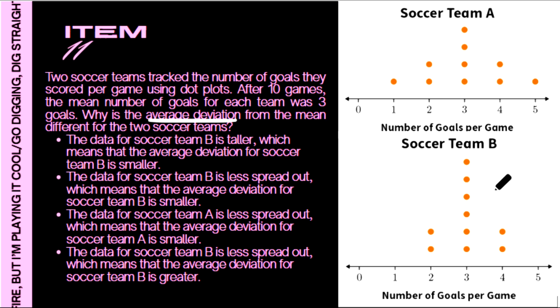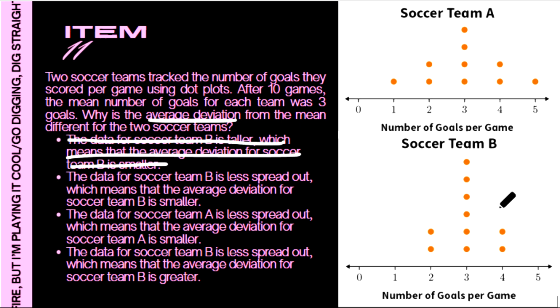The data for soccer team B is taller. That is true, which means that the average deviation for soccer team B is smaller. Okay, it doesn't matter how tall this is. That has nothing to do with spread. Spread is how wide it goes. So this cannot be the answer, okay?